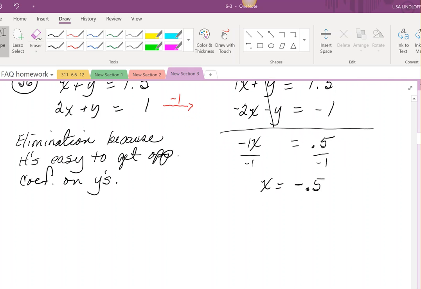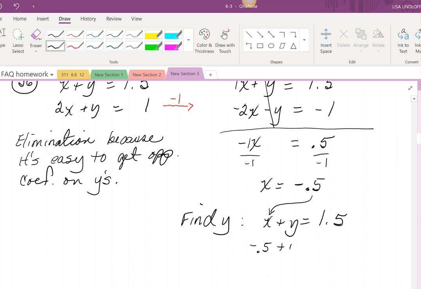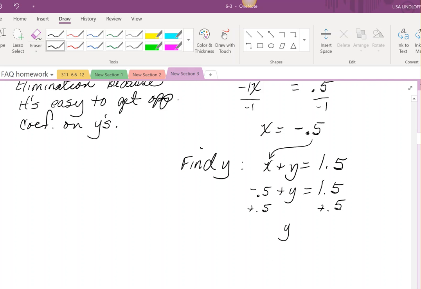Okay, so now find y. It does not matter. I'll take the first equation. X plus y is 1.5. Negative 0.5 plus y is 1.5. Add 0.5 to both sides. So y is 2. So it looks like my ordered pair is negative 0.5, comma 2.